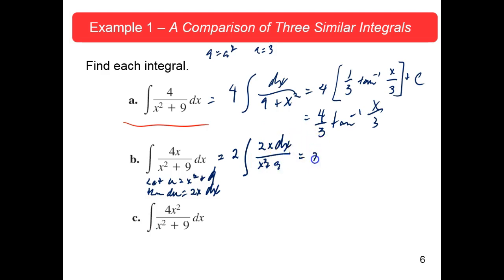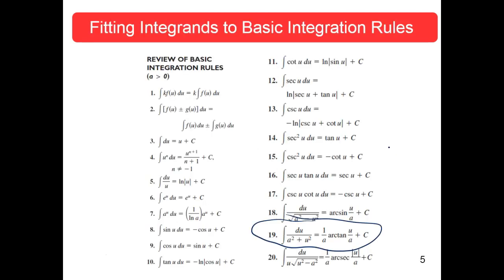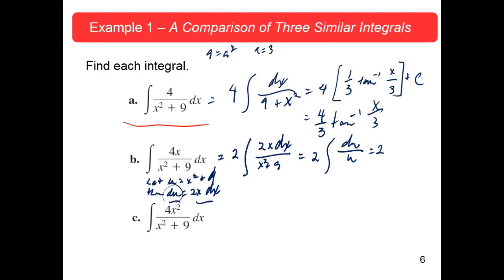That would be 2 times the integral. Well, what is 2x dx? du over, and what's x squared plus 9? x squared plus 9 is u, right? Okay? Now, what's the integral of du over u? Now, you can use a table if you want to, but after a while you should know this one pretty well. What is it? Natural log of u.